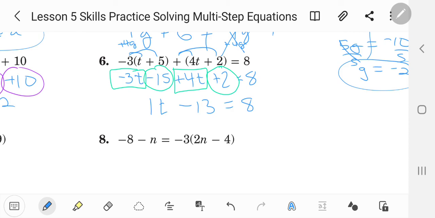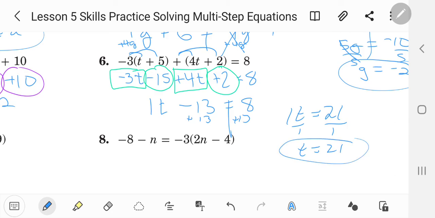And now we just have to solve. We did all the simplifying, now we solve. Shoot the line down there, plus 13, plus 13. We get 1t equals 21. We can divide by 1, but that's not going to change it. We have t equals 21.